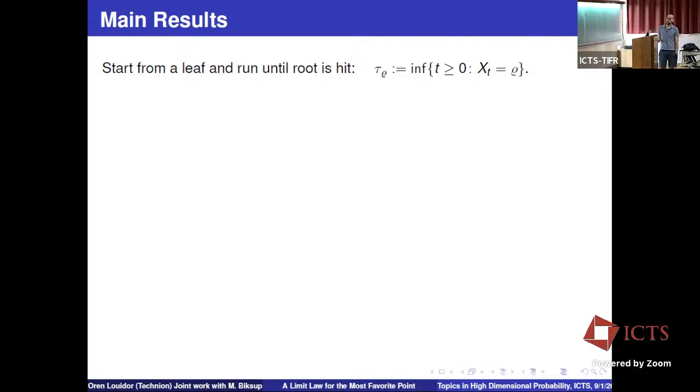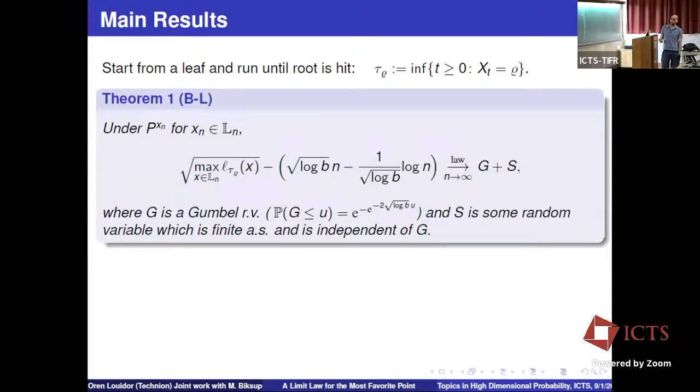And here's the answer. We call the point where the maximum is attained the most favorite point, and the local time at the most favorite point, if you take the square root and subtract, in first order a linear term and in second order a logarithmic term, then you get convergence. And what do you converge to? You converge to a Gumbel distribution, shifted by an independent random variable S, on which I'm not saying anything for the moment. I'll say what it is in the next slide.